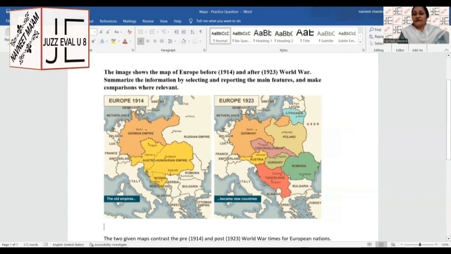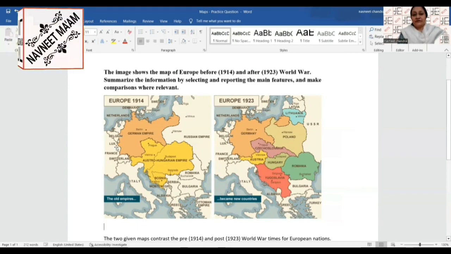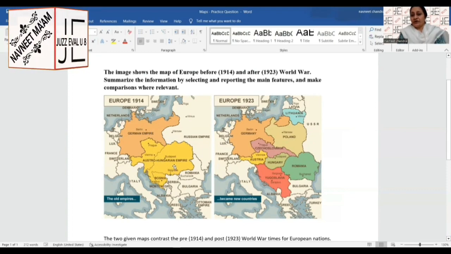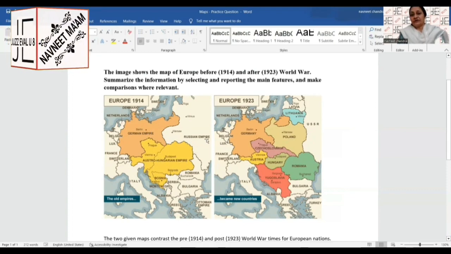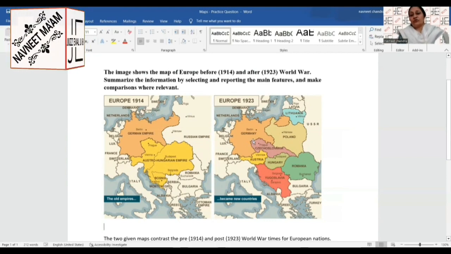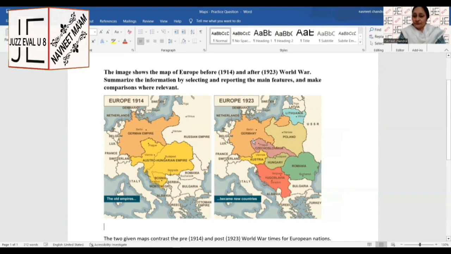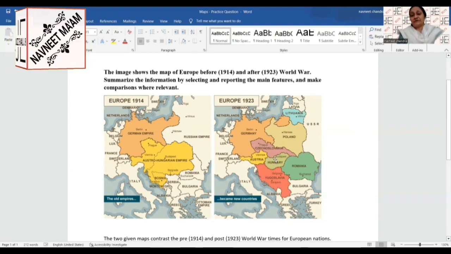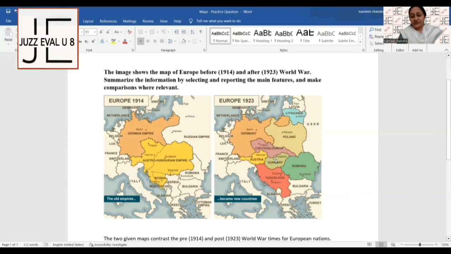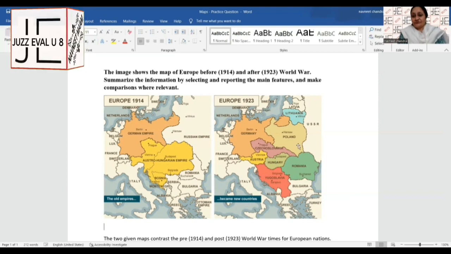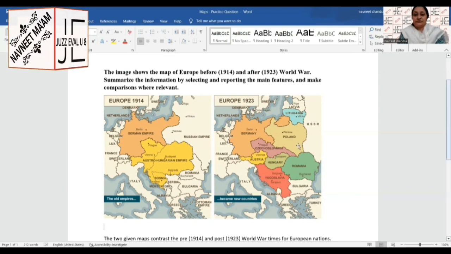So these are the things that you need to focus on. Basically, they've shown three empires here, the German Empire, Austro-Hungarian Empire, and Russian Empire, and see how they have been affected after the war. What has happened to them. Now, you should mention the directions too. What is happening in the north, what is there in the south, because directions are very important in a map-based answer. Okay, so let's see how to answer this.